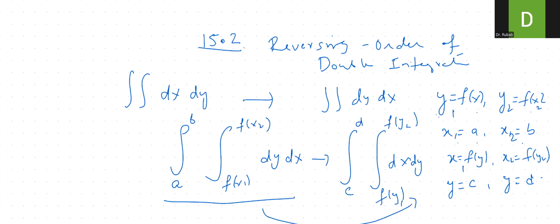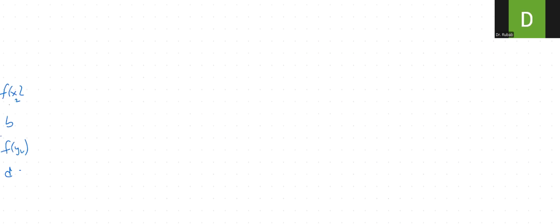To reverse this, we have to reverse the limits. If the y limits are given as functions and x as constants, we have to convert this situation into the other one: the function limit in x form and the constant limit in y form. This is the target of reversing order. So I will teach you with an example from the Thomas book, exercise 15.2, Thomas Calculus.